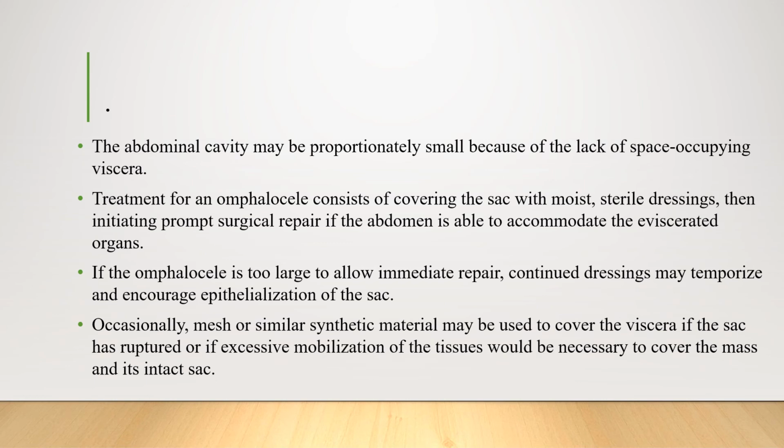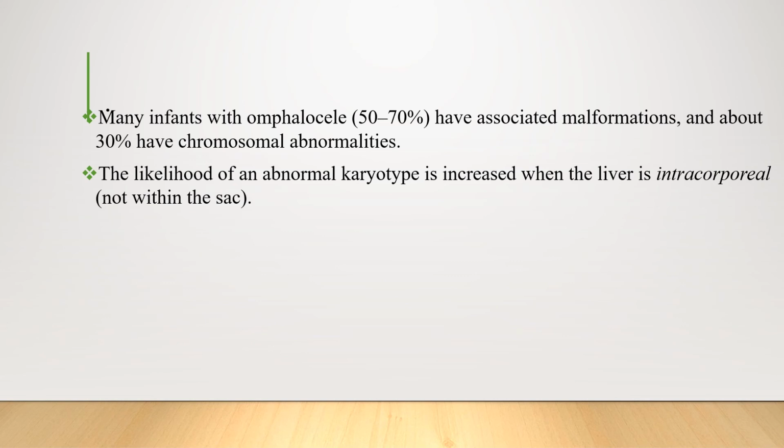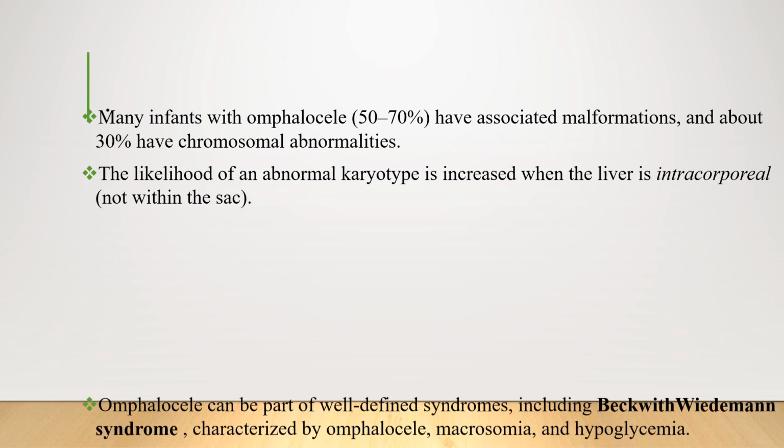Occasionally, mesh or similar synthetic material might be used to cover the viscera if the sac has ruptured, or if excessive mobilization of the tissue would be necessary to cover the mass and it is intact. Many infants with omphalocele have associated malformations, up to 70%, and about 30% have some chromosomal abnormalities. The likelihood of abnormal karyotype is increased when the liver is intracorporeal or not within the sac.